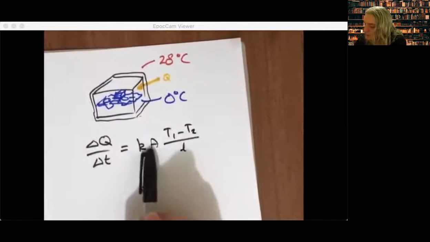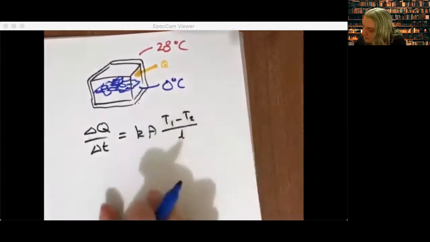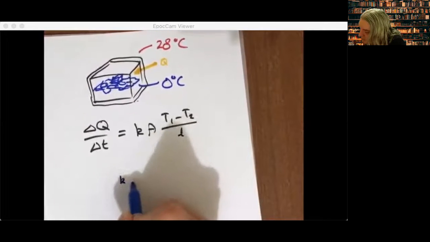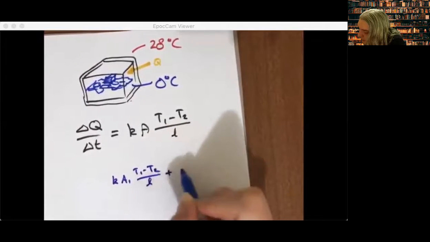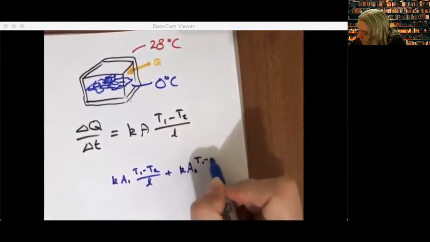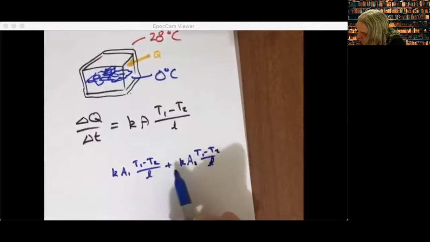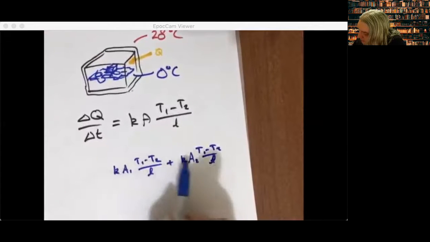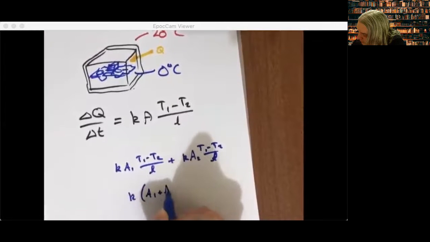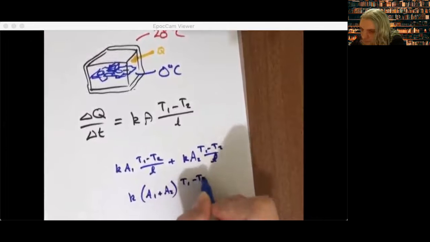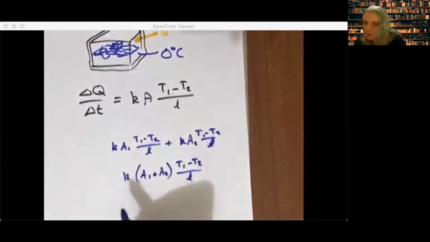And we can just use the surface area total here. If you need convincing of that, imagine we had 2 different surface areas, then you'd have K A1 times (T1 minus T2) over L, plus K A2 times (T1 minus T2) over L. So this was if we just had 2 areas to concern ourselves with. Then you can see that you can factor out the K and that fraction. So you'd get K times (A1 plus A2) times (T1 minus T2) all over L. And that's just the same as the total area, back in that original formula.